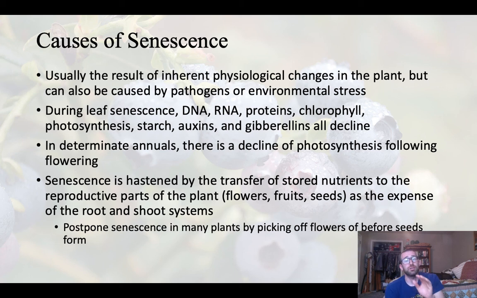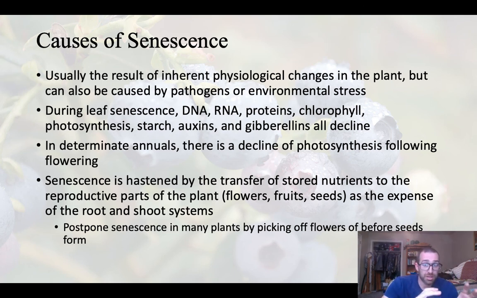Often, particularly in your annuals, senescence is going to occur right after flowering and after fruiting, because your plant puts all this energy and all of these nutrients into the reproductive parts of the plant. Right? It puts it all into the flowers, fruits, and seeds, and it does this at the expense of the root and shoot system. Right? Because of the importance of reproduction.